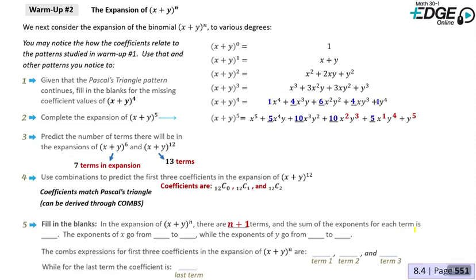The sum of the exponents for each term is what? Well, remember here we had 5, we had 4 plus 1, we had 3 plus 2, we had 2 plus 3. The exponents always added back to that n value. As we look at the exponents on x, they go from what to what? The first one started at the n value, and in the last term we had x to the 0. We didn't have 1, so they go from n down to 0. And at the same time, the exponents of y do the opposite. They start at 0 because we don't have a y here, and they work their way up to the n value.